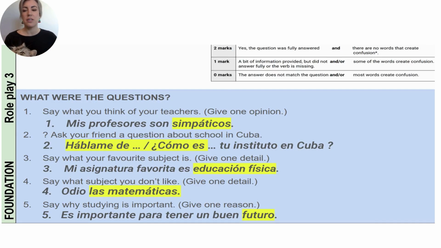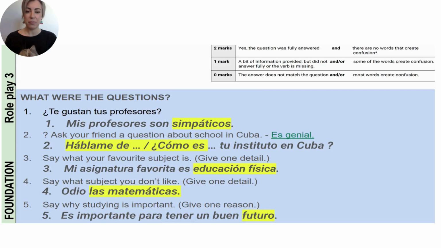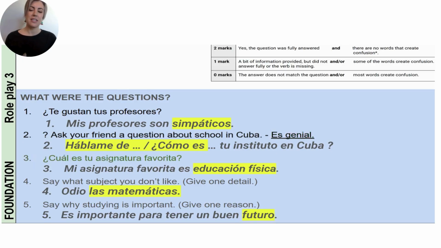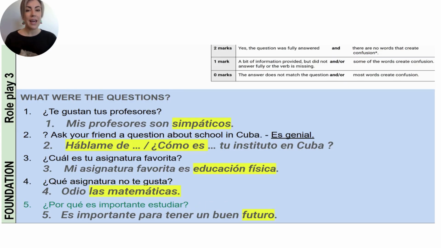So what were the questions? Número 1, ¿te gustan tus profesores? Do you like your teachers? Número 2, I said, es genial after your question. See, it is great. It needs to be short. Número 3. ¿Cuál es tu asignatura favorita? What's your favorite subject? Número 4. ¿Qué asignatura no te gusta? What subject is it that you don't like? Y número 5. ¿Por qué es importante estudiar? Why is it important to study?